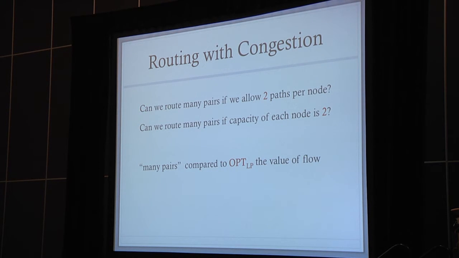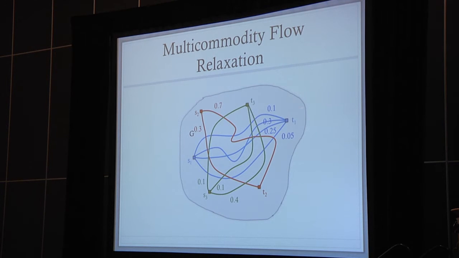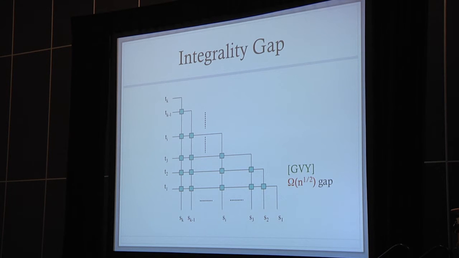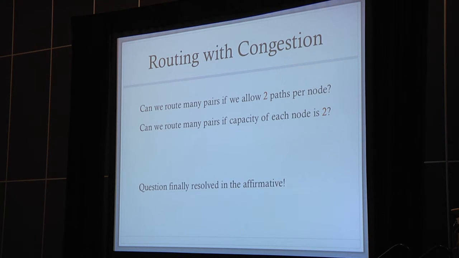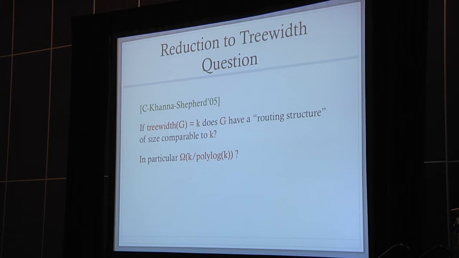Now the same question arises: is this flow relaxation any good? That is, if I give you a solution to this, can you route a lot of pairs using that? It turns out the answer is yes, the flow relaxation is actually good. Given a flow value, you can route many pairs. It's just that proving that took a lot of time. Why did it take a lot of time? Let me explain how we went about it.